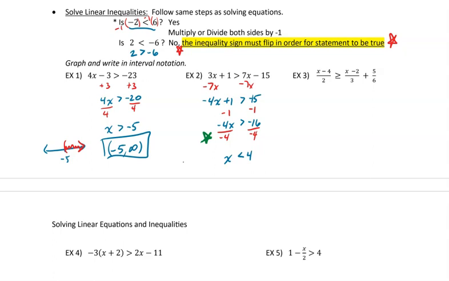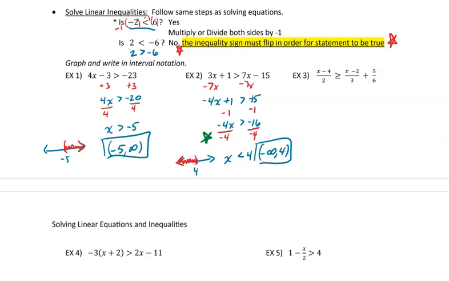Again, last step, if we want to just put it in interval notation, we have 4. It's going to be shaded to the left towards -infinity. And it's going to have a parentheses. So -infinity to 4, both with parentheses, is our answer.